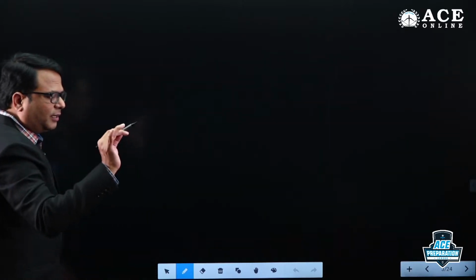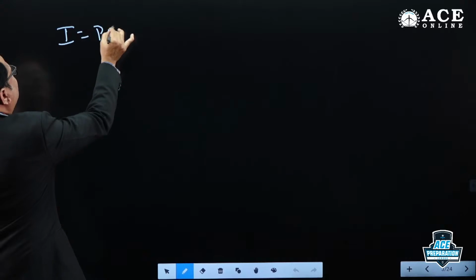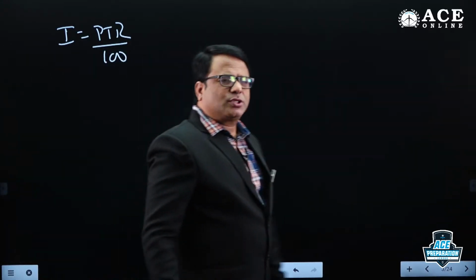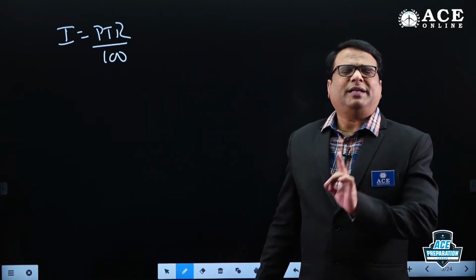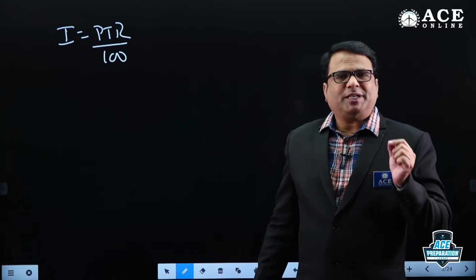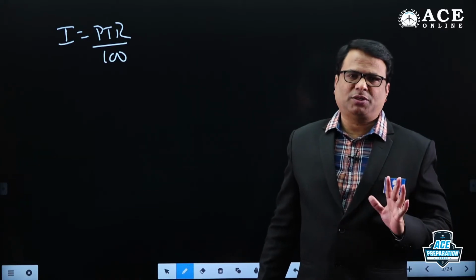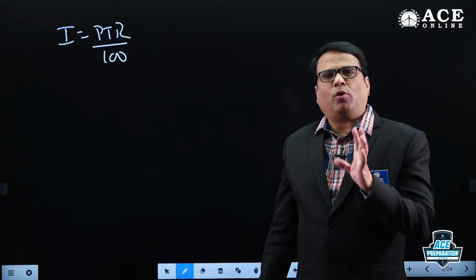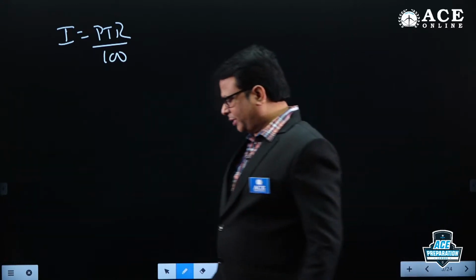Now, in simple interest, there is only one formula, and that formula is interest equal to PTR by 100. This is the only formula in simple interest. Interest equal to PTR by 100. You know what P, T and R stand for. P stands for principal, T stands for time, R stands for rate of interest, I stands for interest. So this is the only formula for simple interest. Now let us do some very simple problems to understand this formula.